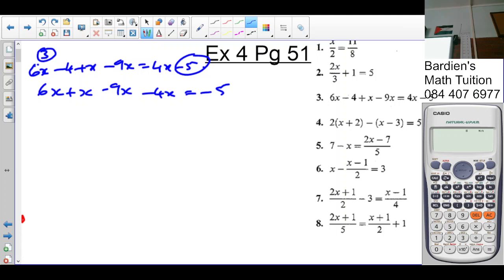6x plus 4 plus 1 minus 9, plus 4. Yeah, there's your mistake, because it's minus 4. We brought that 4x over the equal sign. So it must be minus 4 and not positive 4.